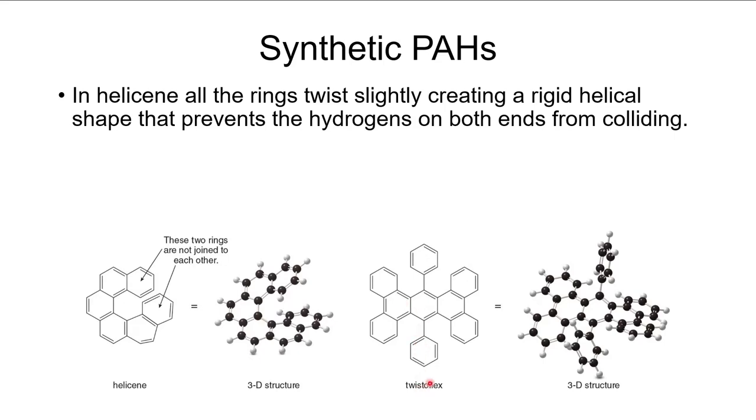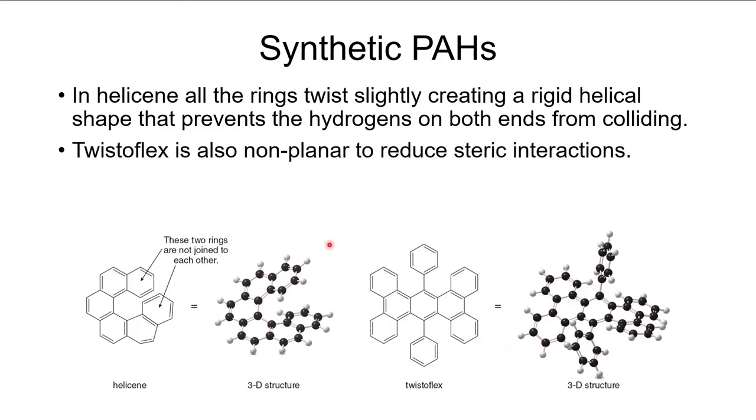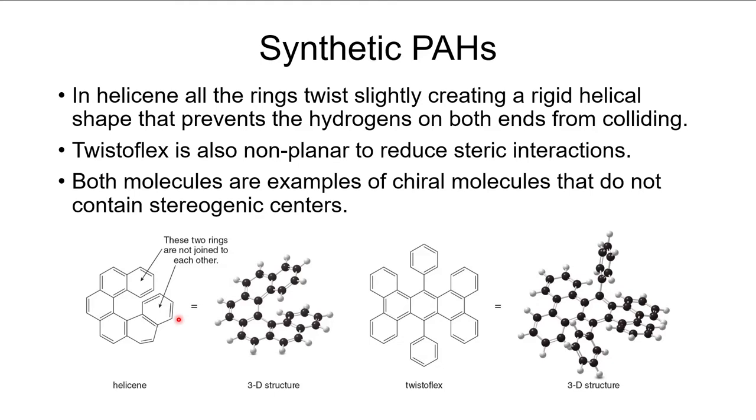There's another one that is simply called Twistoflex. There is an IUPAC name for it. I have no idea what the IUPAC name is, but it's fairly complicated. And so Twistoflex is also non-planar because of steric interactions, and so you'll see that we have sort of this twist to it. And one thing that's kind of interesting about both of these compounds is that they are chiral, but have no stereogenic center. That means that the mirror image of each of these is non-superimposable and doesn't interconvert between the two compounds. That's kind of cool. There are some other compounds that are also like that, that are chiral, but have no stereogenic centers.